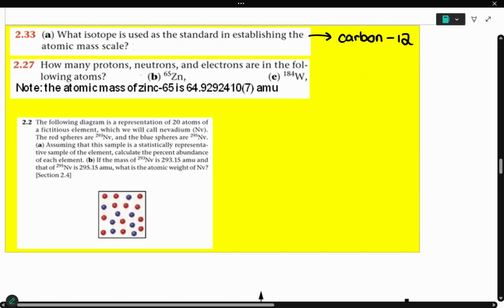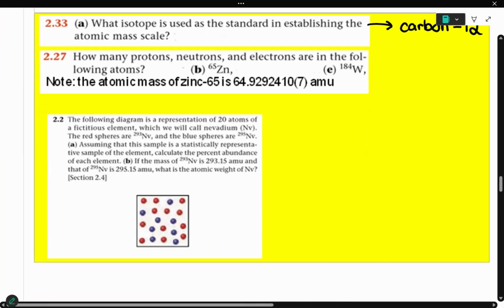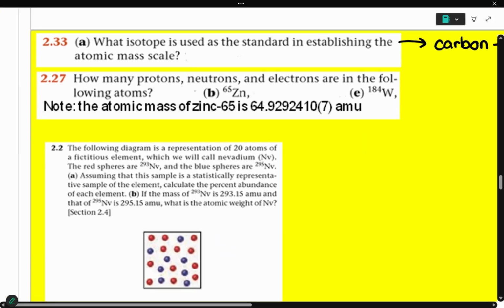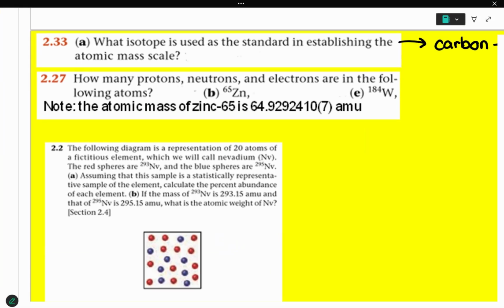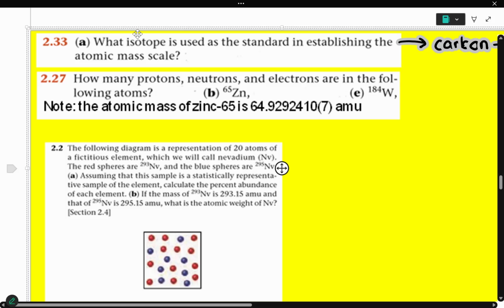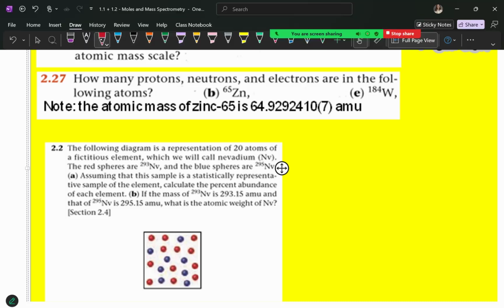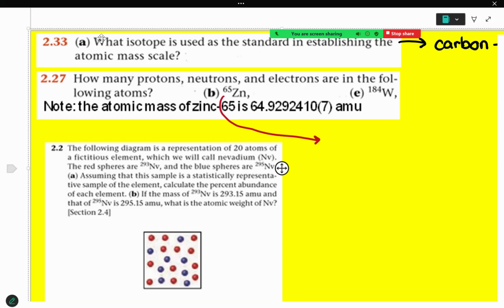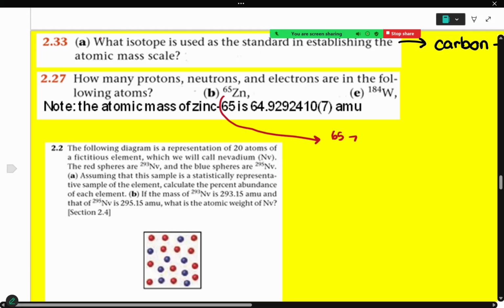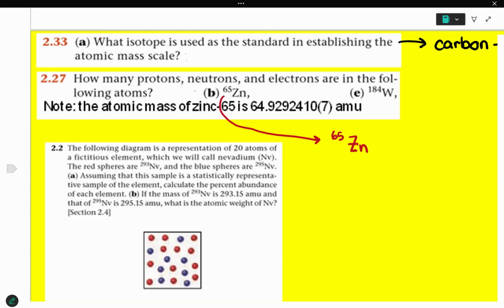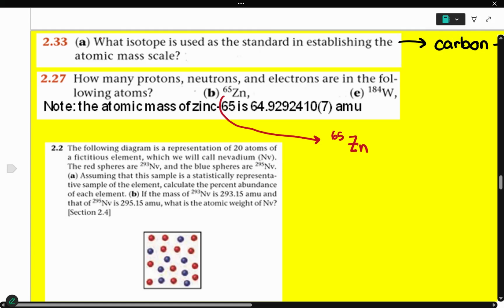And so if we were to take a look at these questions, right, these were pulled from an old textbook. Other things that you might have to keep in mind besides that is your ability to count the number of protons, neutrons, and electrons in atoms. So if you were given something like zinc 65, we're doing 2.27. I'm going to change my color. So we have zinc 65. Would you be able to determine the number of protons, neutrons, and electrons?